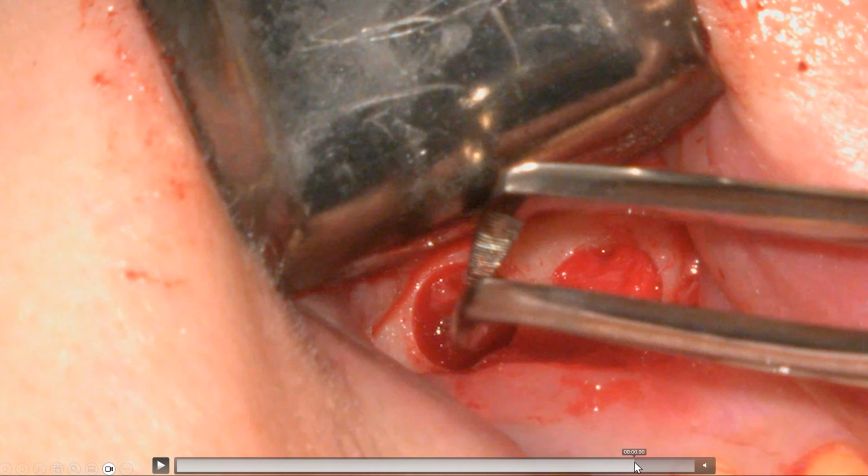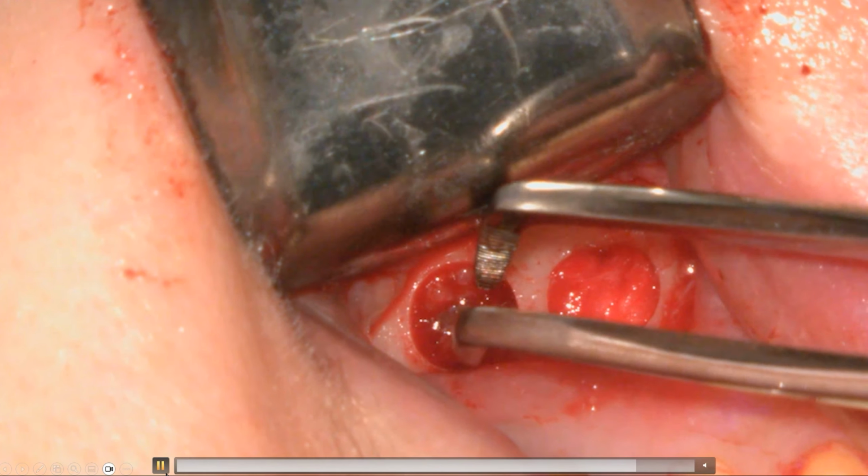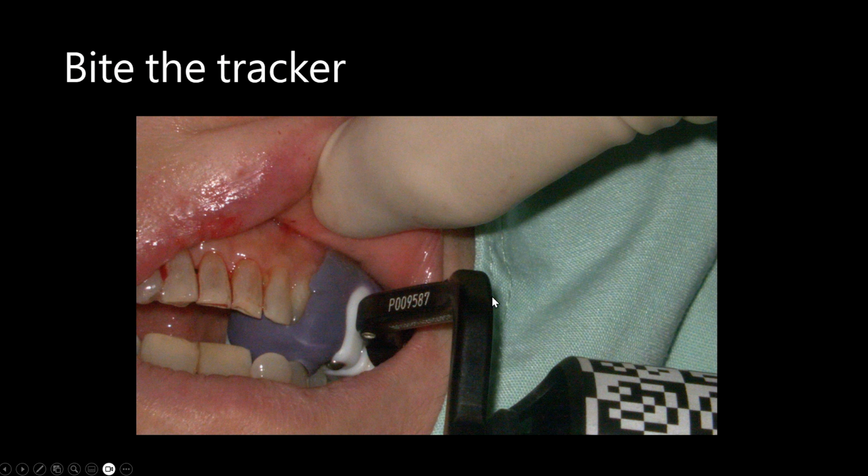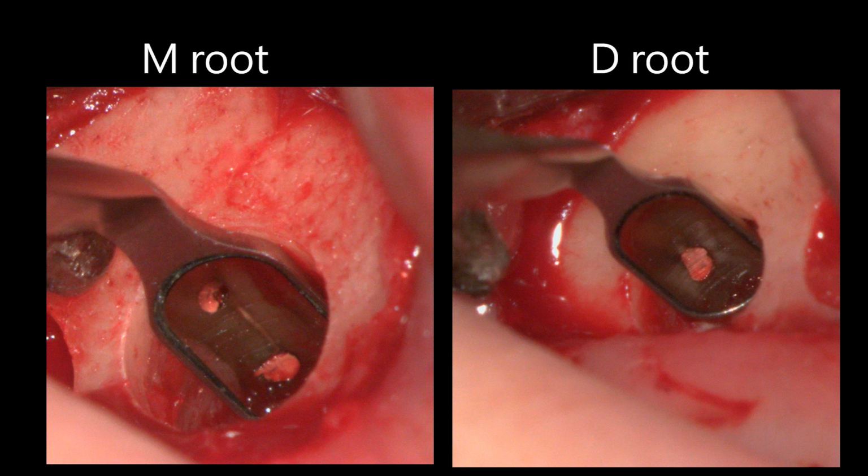I always tell patients to find the tracker or find your guide, because that makes the tracker more stable. You cannot do this in implant placement, because there you have to make patients open their mouth. But when you do the apical surgery, you can do this. It's more convenient, and the patient will be more comfortable.